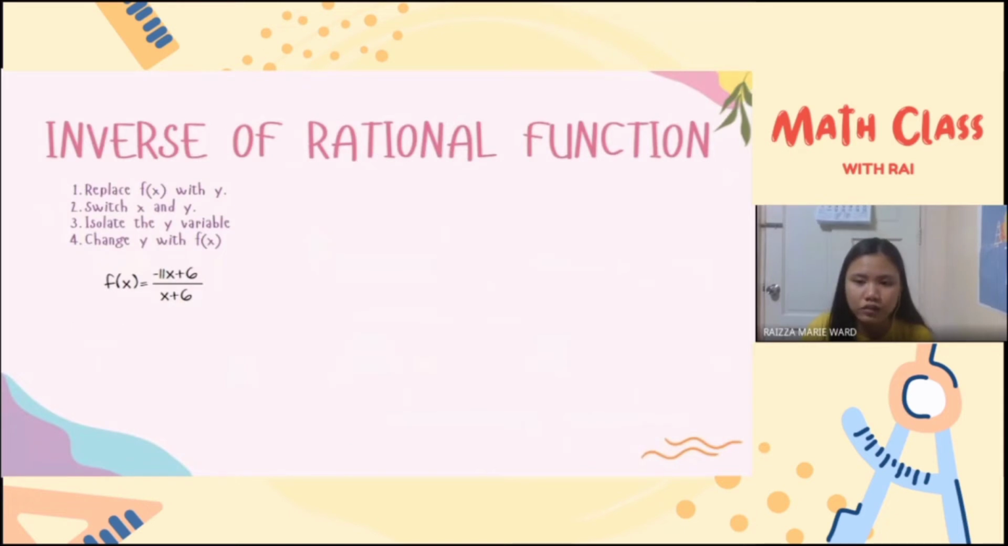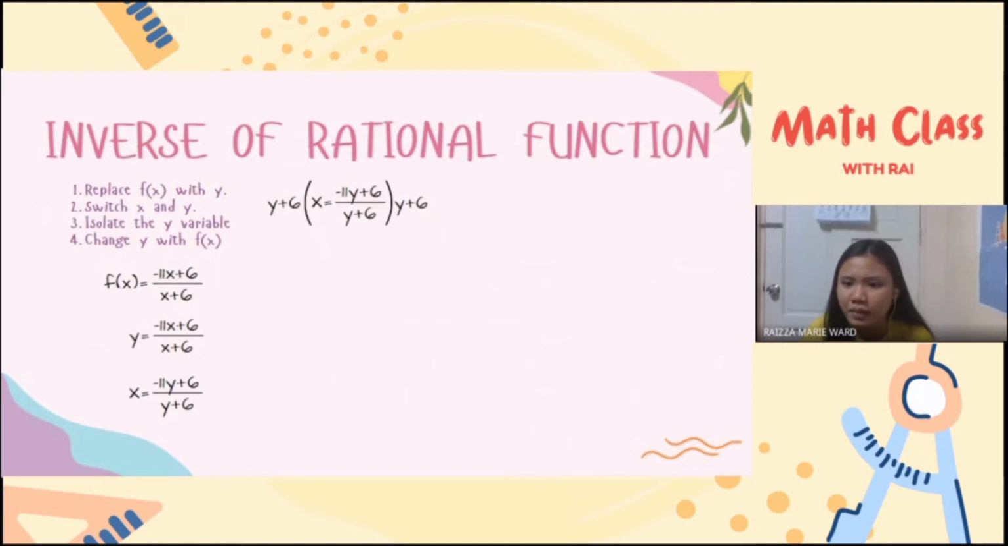The given rational function is f(x) = (-11x + 6) over (x + 6). First step is to replace f(x) with y. Then, switch the x and y. Yung y, papalitan natin ng x and lahat ng x will turn into y. The third step is medyo mahaba, which is to isolate the y variable. All we have to do is to multiply both sides with x plus y para makancel yung denominator natin. So, ayan, cancel the denominator.